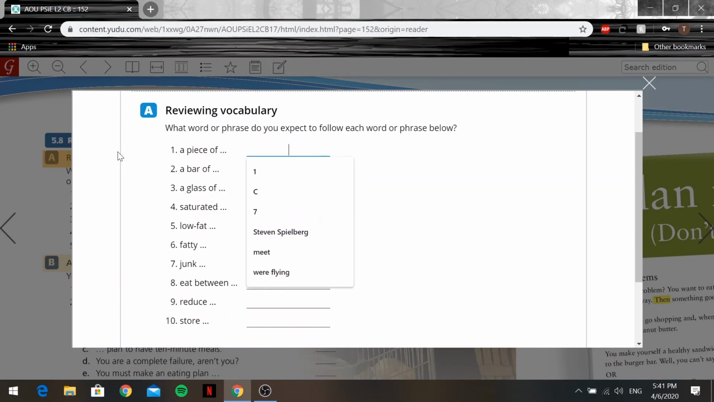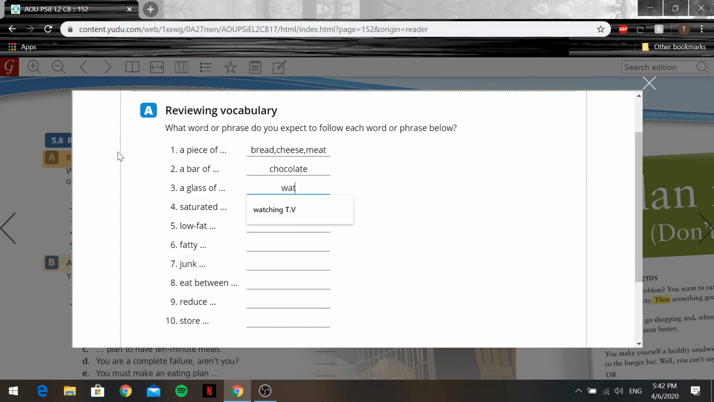We could say a piece of bread, right? We could also say a piece of cheese. And we could also say a piece of meat, okay? Two, a bar of, this one's pretty simple, we'll say chocolate, okay? Three, we could say a glass of water. We could also say a glass of juice.